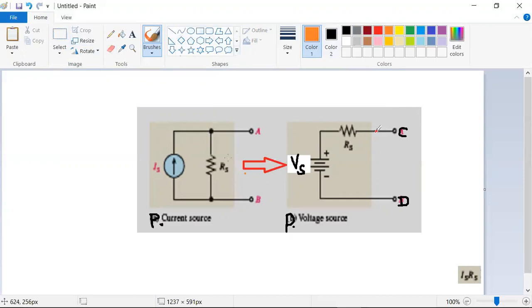Now, for converting this current source to the voltage source, there are rules. For that, you need to find the open circuit voltage VOC across AB and CD. Already the circuit is open. In the conversion of voltage source to current source, we did short circuiting of AB and CD. But here, for finding the voltage, the open circuit is enough.